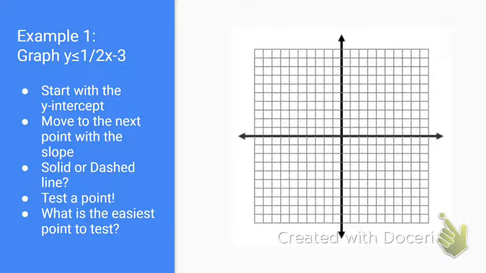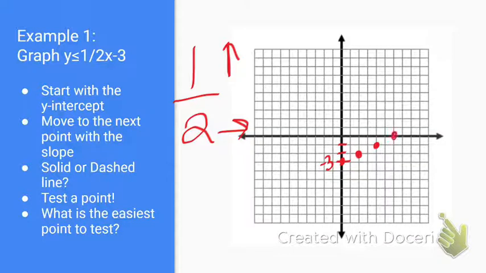We need to graph y is less than or equal to 1/2 x minus 3. I'm going to start this like I would. I'm going to start where on my y-axis? At -3. My slope tells me to move what? Up 1, right 2. And I'm going to plot a couple points here. Now, we've got an inequality part. Is this going to be a solid or a dashed line? Solid. So let's graph a solid line. Use your ruler.